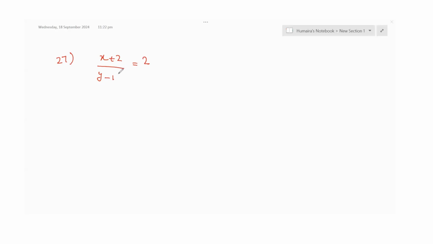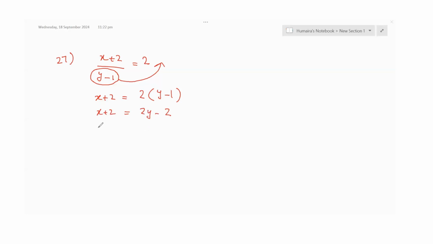So you can see this denominator is multiplying with this 2. So we will have x plus 2 is equal to 2 multiplying with y minus 1. How did we get 2 to multiply y minus 1? Because you can see y minus 1 is dividing here. When we shift it to the other side, it will multiply with 2. So I just wrote that here. And then x plus 2 will be as it is. Here we will multiply 2 with y and negative 1. It will give us 2y minus 2.